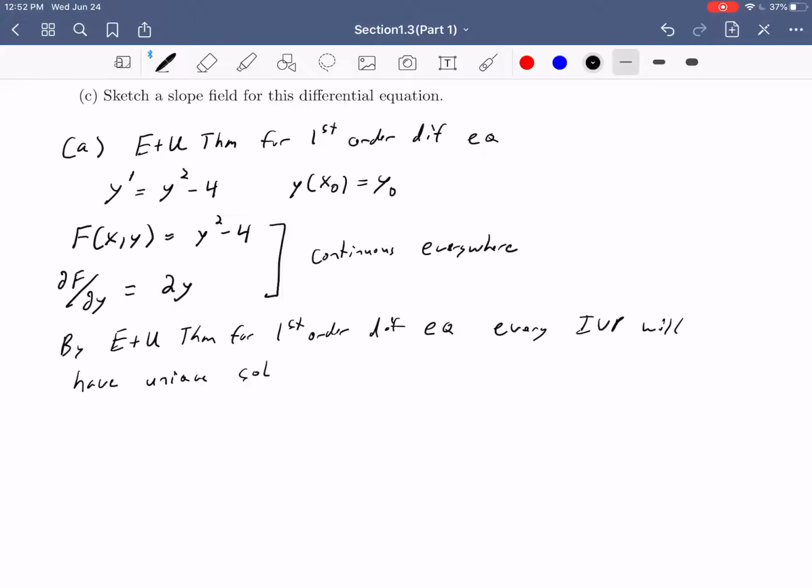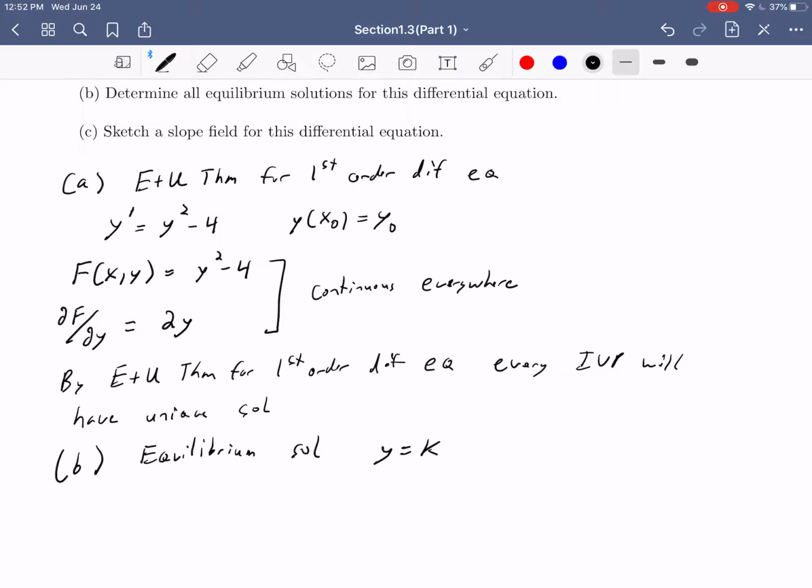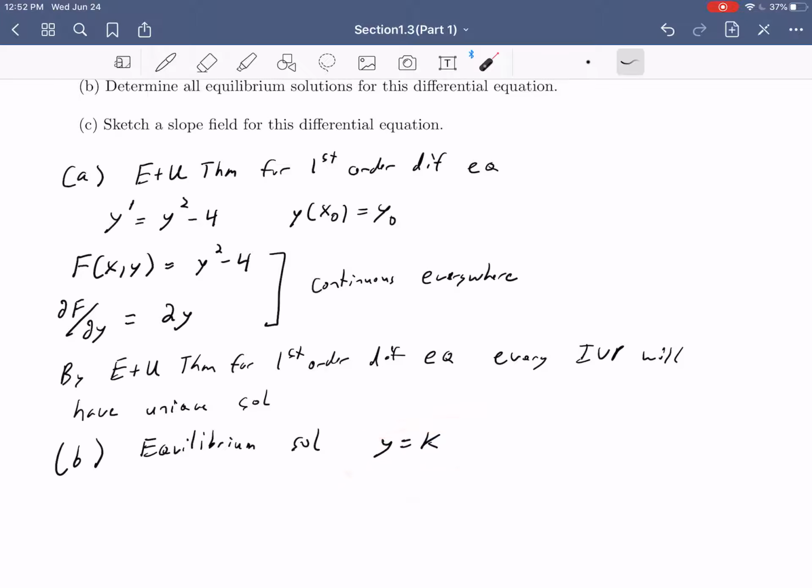All right, let's think about equilibrium solutions. Remember, an equilibrium solution is y equals k. So we're going to think about things where y is a constant. Obviously, if y is a constant, its derivative is 0. So if we plug in, we're solving 0 equals k squared minus 4. We're taking our differential equation and assuming that the solution has this format. If y is equal to a constant, its derivative is 0, and then we're just plugging in k for y.